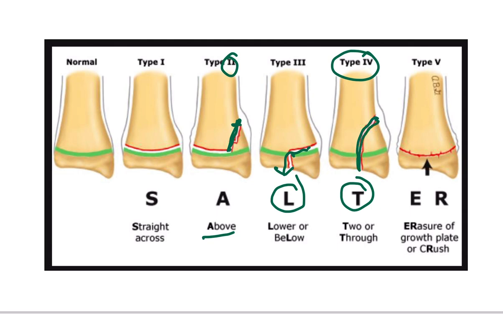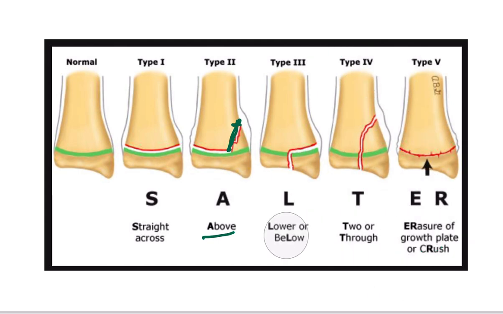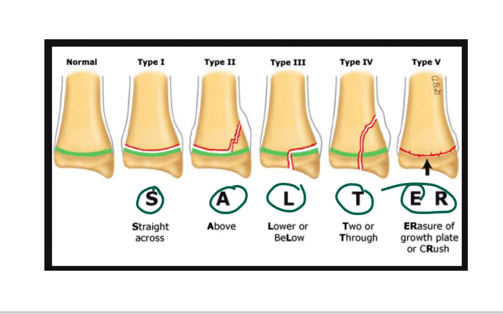And in case of type 5, ER, it is the erasure of the growth plate, or crush. That means the fracture occurs through the growth plate, and it is the most dangerous fracture among these. So Salter Harris is classified from type 1 to type 5, and the mnemonic is SALTER. S for straight or across, A for above, L for lower or below, T for through, or two sides of the bone, and ER, that means the erasure of the growth plate.